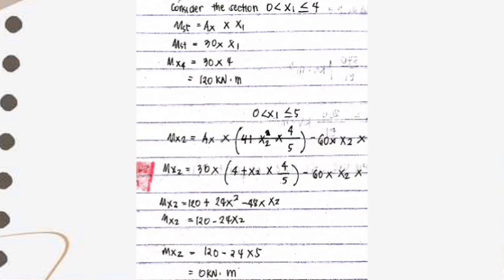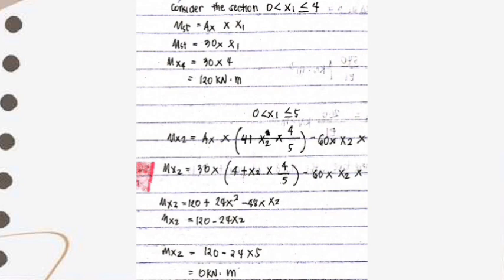So we calculate the bending moment. We consider the section 0 less than x1 less than 4: M(x1) is equal to Ax times x1. M(x1) is equal to 30 times x1. So calculate the bending moment at 4 meters from point A. We have M at x = 4 is equal to 30 times 4. So we have 120 kNm.